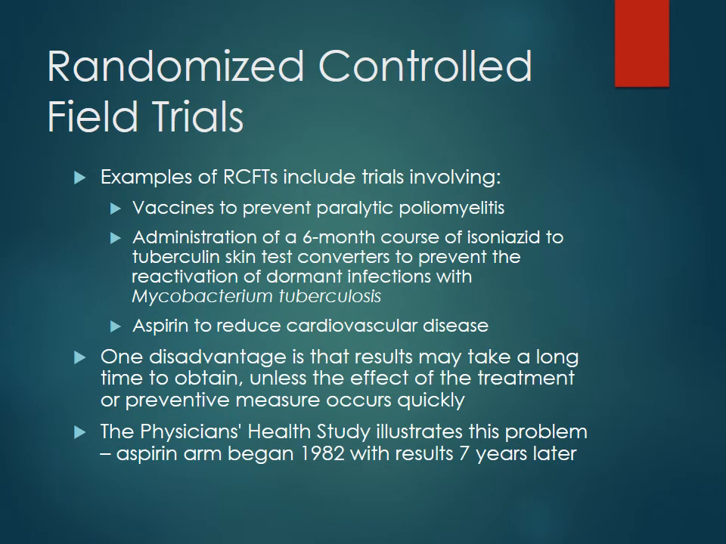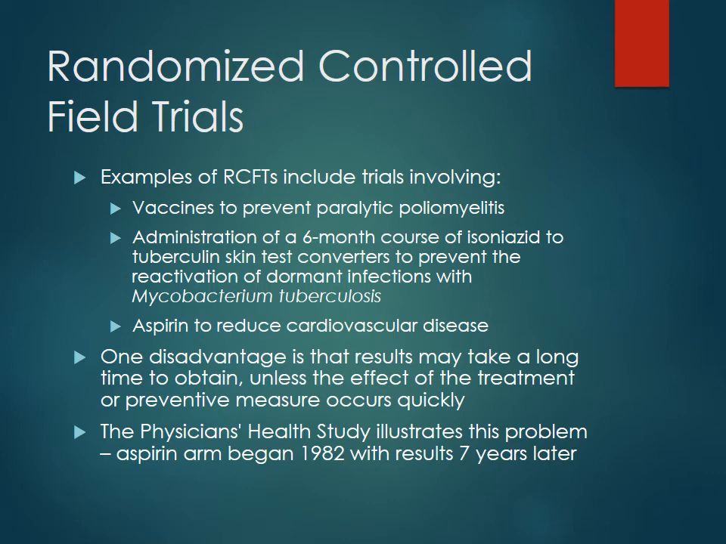So some other examples. One would be vaccines to prevent paralytic poliomyelitis. We talked about that pretty much ad nauseam. Looking at administration of a 6-month course of isoniazid for tuberculin skin test converters to prevent reactivation. So again, these are things to prevent new issues from occurring, hopefully. Aspirin to reduce cardiovascular disease. So those will all be good examples of that.